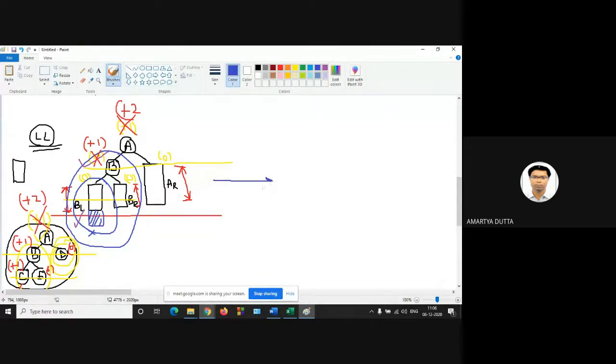Now LL rotation. LL rotation means this form, this way. This rotation is called the LL rotation. So B now becomes the root. Okay, and now if you rotate B in a clockwise direction, then it looks like this form.